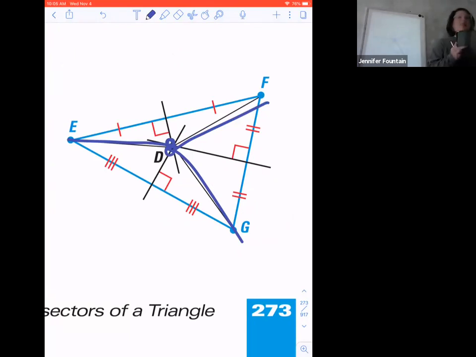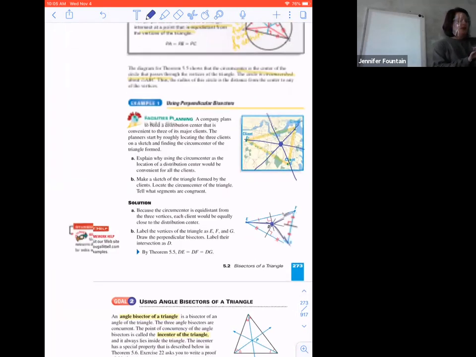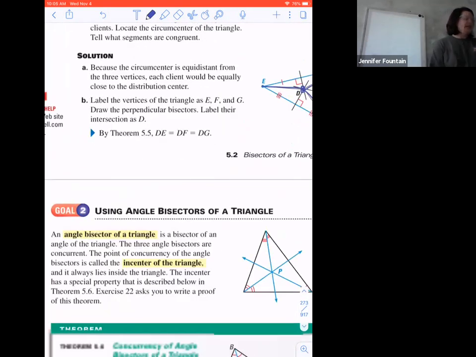By drawing the perpendicular bisectors of each side of my triangle, I find that perfect place where the distribution center would be the same distance to each location. And it says by theorem 5.5, we know that DE is equal to DF, which is equal to DG.